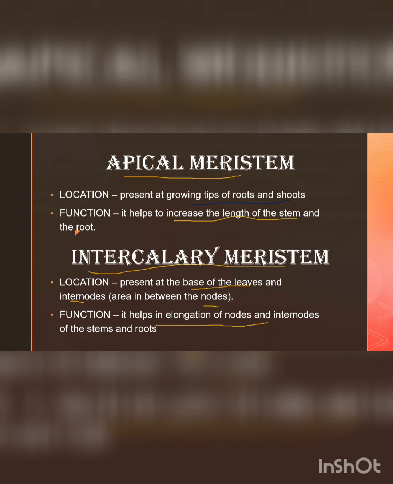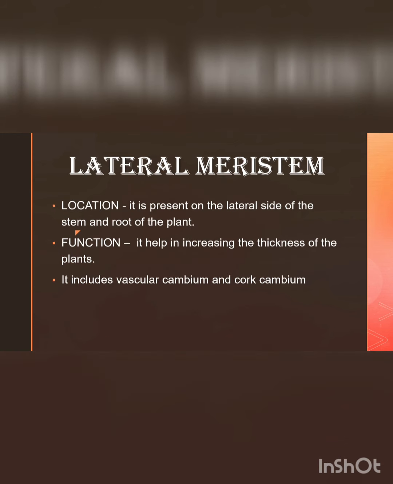Okay, so here if you see properly here, next is your lateral meristem. Okay, so lateral meristem, as I already told you the location, it is present on the lateral sides of your stem and the roots, and its function is to increase the thickness of the plant.